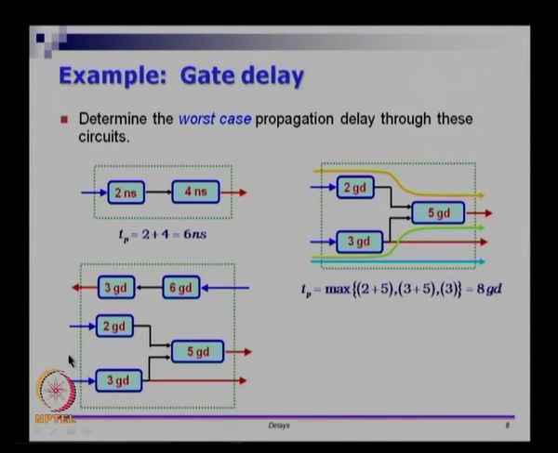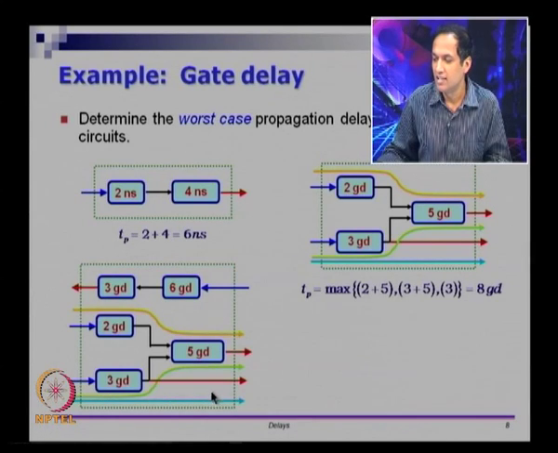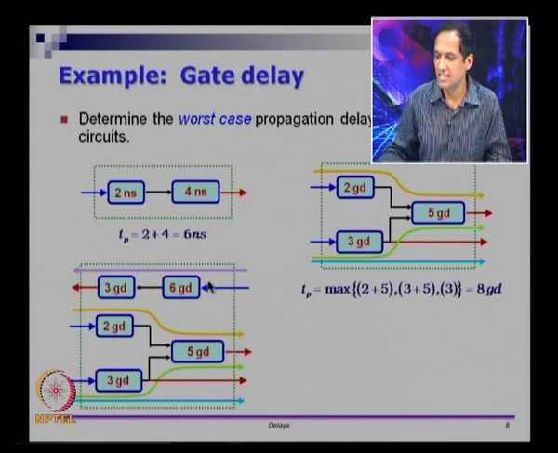If I want to calculate the delay of that, then we already know the delay of this sub circuit. It is 8 time units. However, there is also a path going from this direction to this direction that will have a delay of 9 time units.